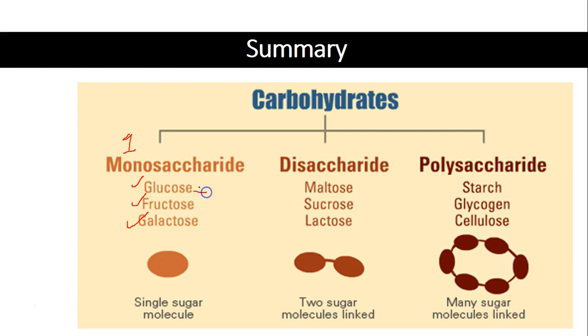So you can have glucose and glucose giving you maltose, or you can have glucose and fructose connecting to give you sucrose, or you can have glucose and galactose coming together to give you lactose. And we say lactose is usually the sugar that is present in milk. And for those people that find it difficult to drink milk, it is mainly because they lack the lactase enzyme.